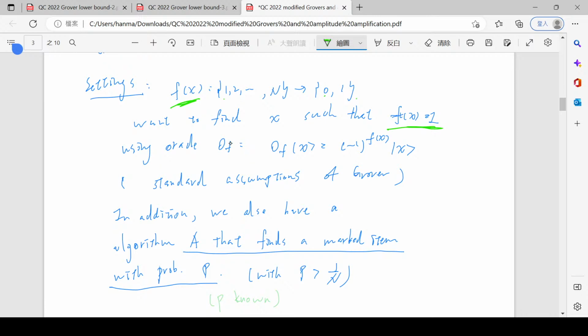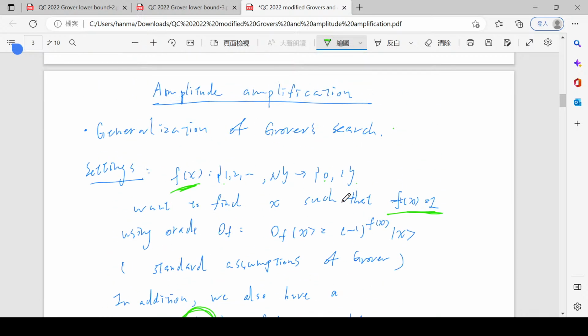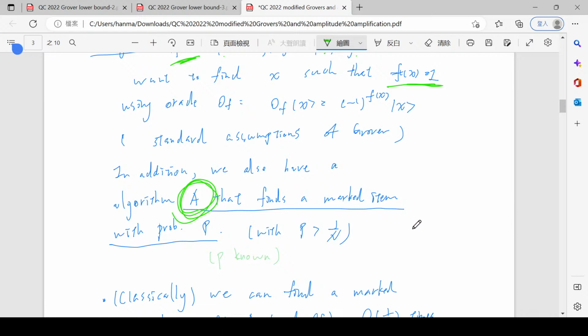But okay, if you just have this, then you do Grover search. But now there are really two functions. So there is another function A here, and it lets you do something smarter than picking a random item. So there is this extra algorithm A that finds a marked item with probability p, and for this A to be useful, you want p to be better than random guessing, so p is something bigger than 1 over n. Okay.